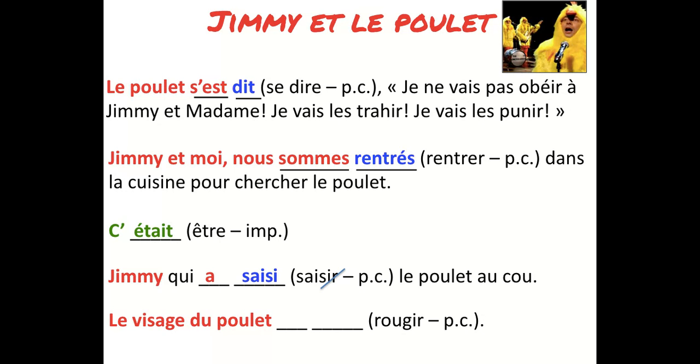Okay, le visage du poulet, the face of the chicken. This is one singular thing, so we treat it like il singular. So our helping verb is le visage du poulet a rougi.